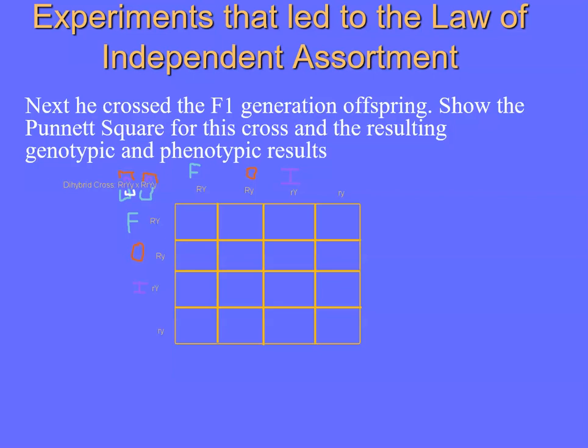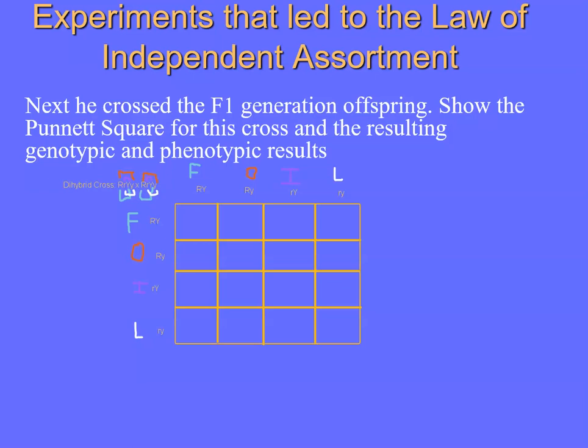Little r, little y for both. Okay, I hope that helps you, especially when we deal with these more complex Punnett squares. So now that we've set up the rows and columns, it's time to solve the Punnett square. Go ahead and see if you can do it.